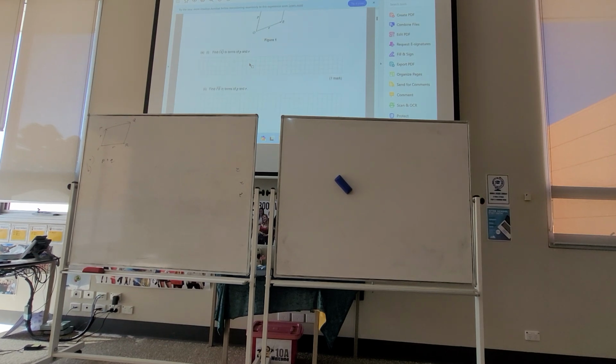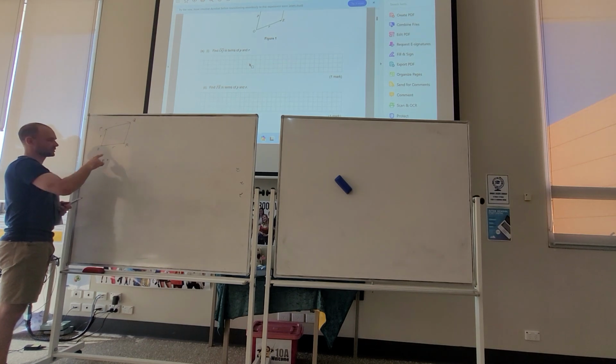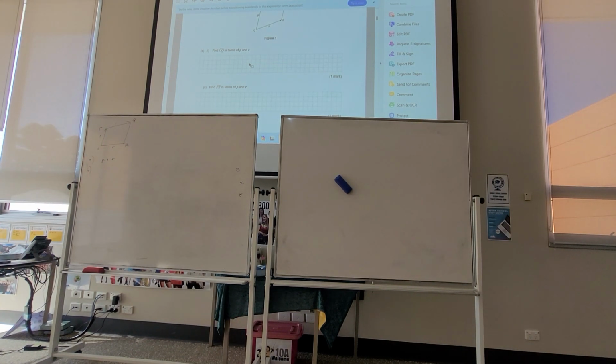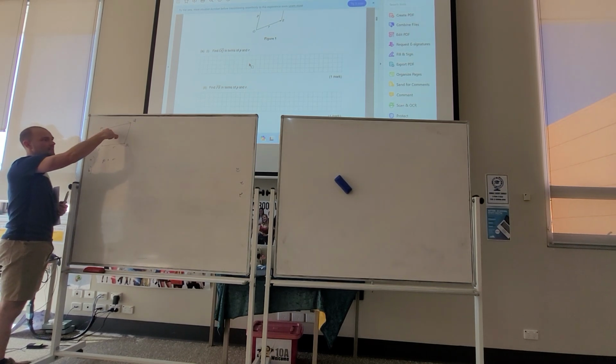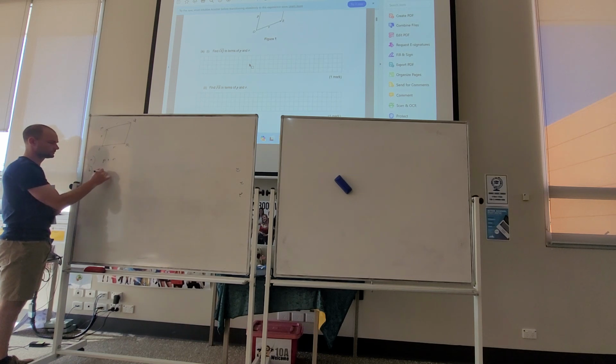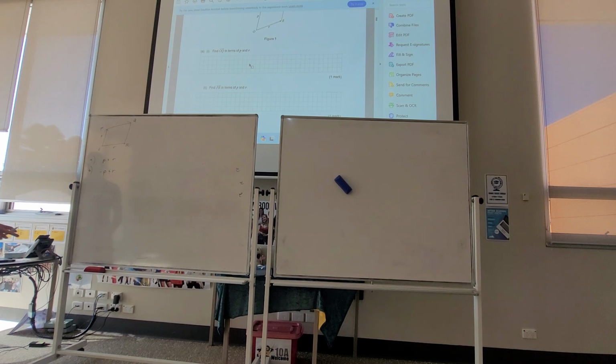It would be P plus R. Yeah, P plus R, thank you. That's not vector Q, that's vector R. P plus R. Okay, find the vector from P to R in terms of P and R. So from P to R, that's going to be negative P plus R.